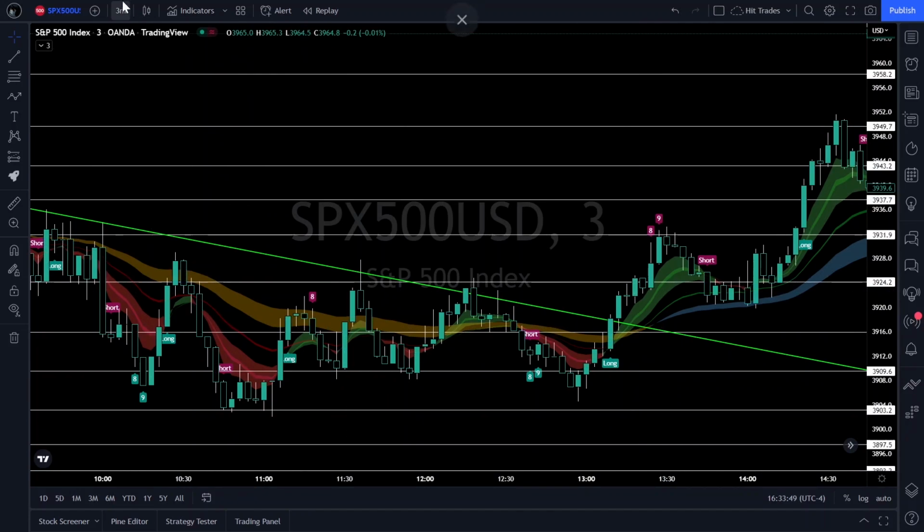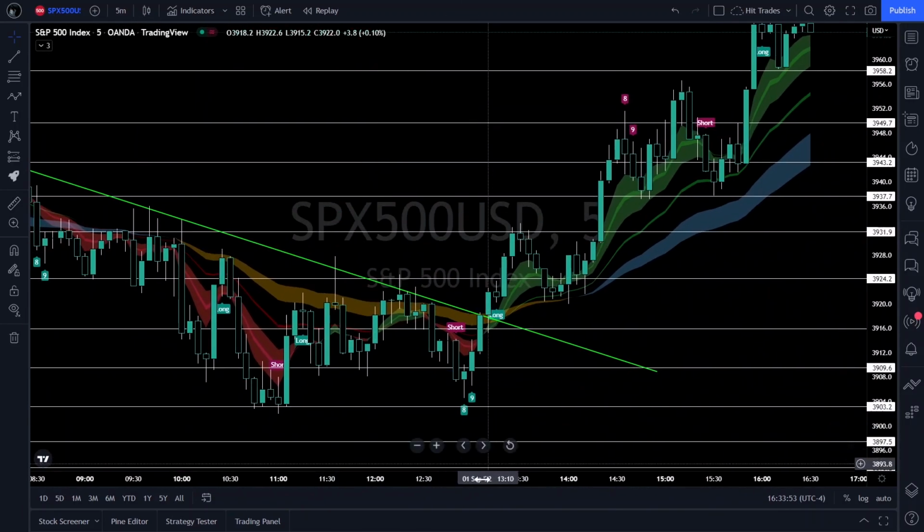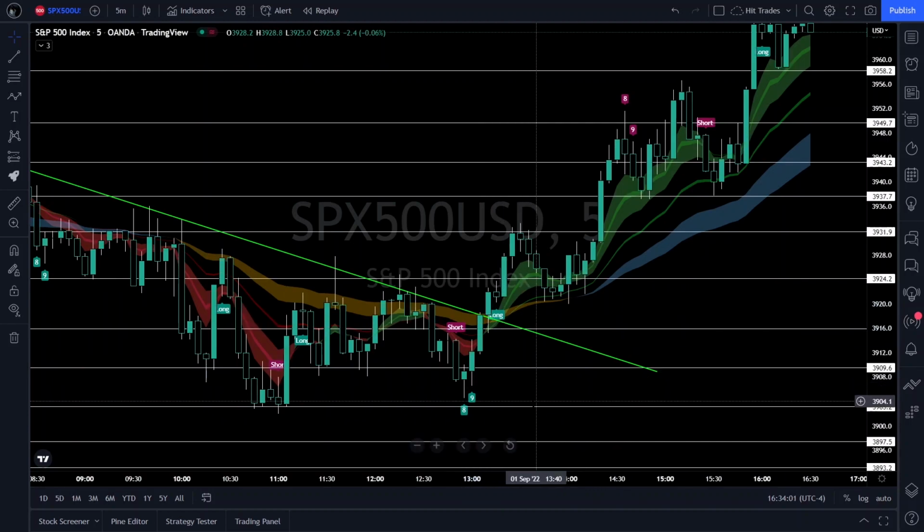And when looking on the 5-minute time frame as well, we see the same thing. We ended up printing a green 8 and 9, letting us know that we may get that reversal to the upside, as well as we did print a long signal. We were trading above the EMA, so this is very bullish. This is looking good for us.